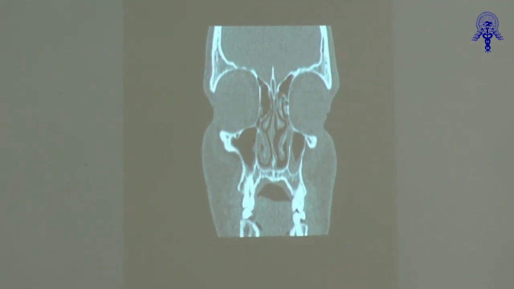So now we have come to a mid-coronal section, and we can see the crista galli. We can see the middle turbinate appearing here. We can see the inferior turbinate very clearly. We can see the septum. We can see the maxillary sinus appearing, and we can also see the anterior group of ethmoidal sinus.